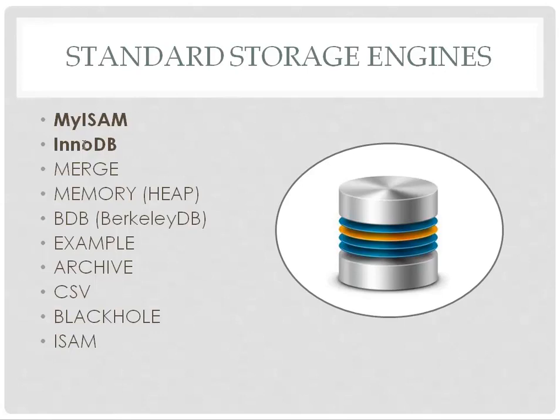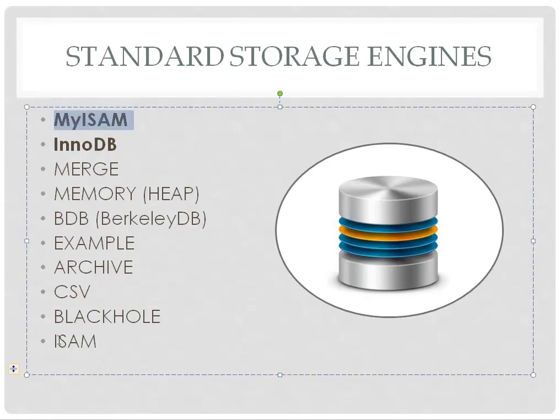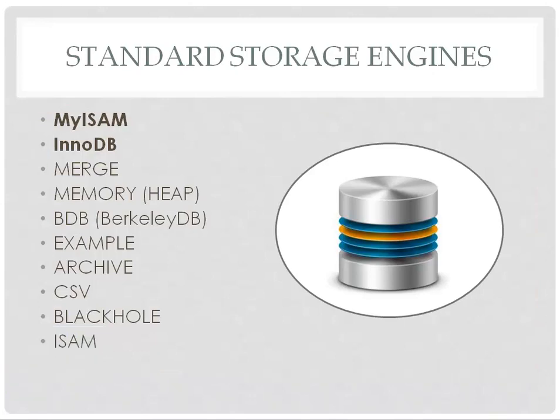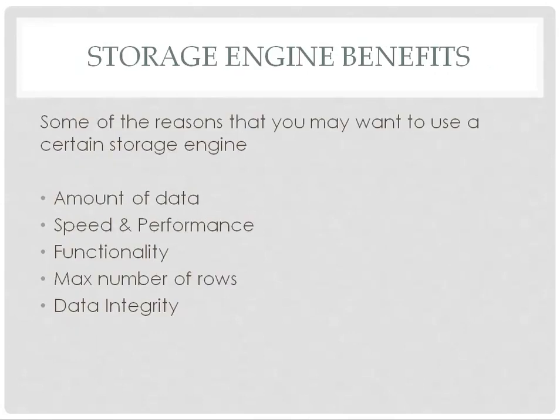Of course, we have MyISAM and InnoDB. We also have Merge, Memory, which is also known as Heap, BDB, which is also known as Berkeley DB, Example, Archive, CSV, Black Hole, and ISAM. All right, so MyISAM actually comes from ISAM, which isn't used too much anymore. Now what I'm going to do is go through a quick rundown of each of these. But before we do that, let's talk about the storage engine benefits, basically, the reasons why you may choose one storage engine over another.